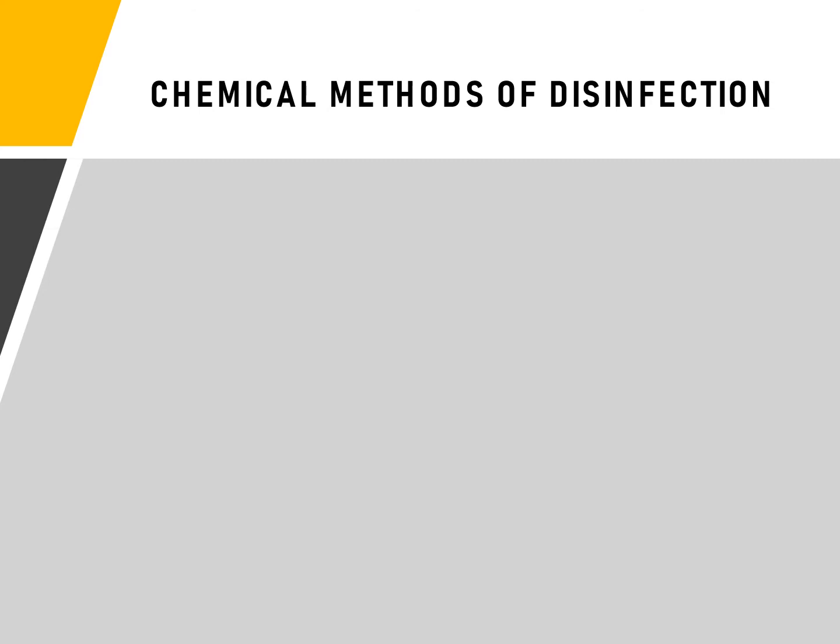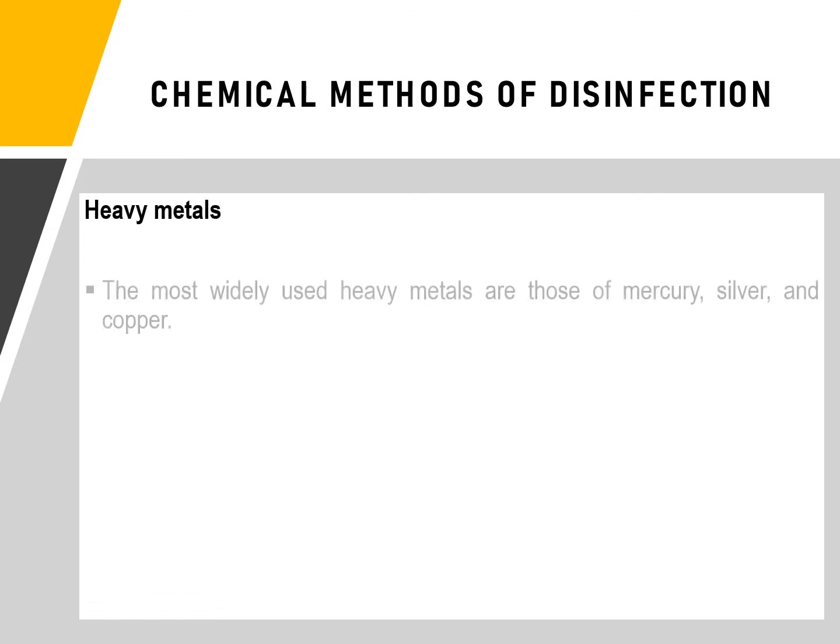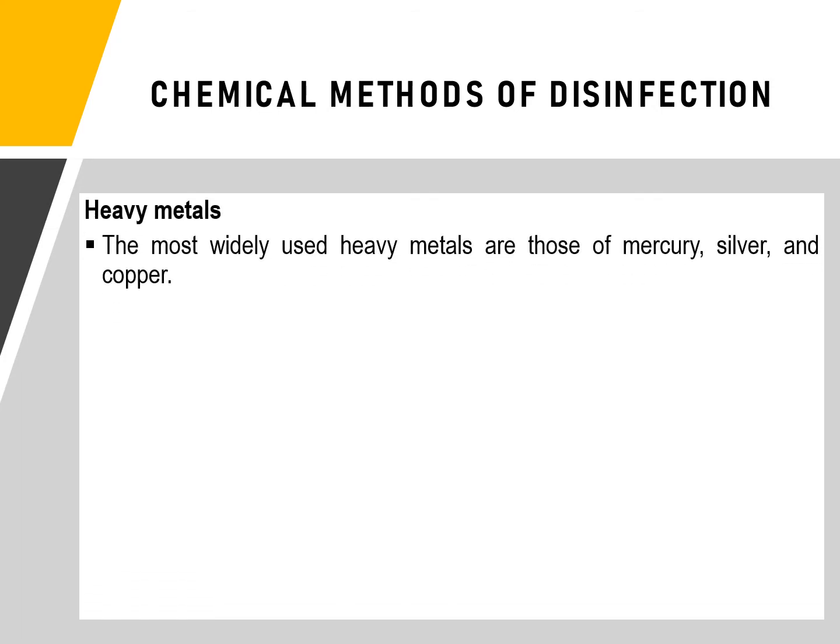Another chemical method of disinfection involves the use of heavy metals. The most widely used heavy metals are mercury, silver, and copper. These heavy metals and their compounds act as antimicrobials by combining with the cellular protein of the target pathogen.